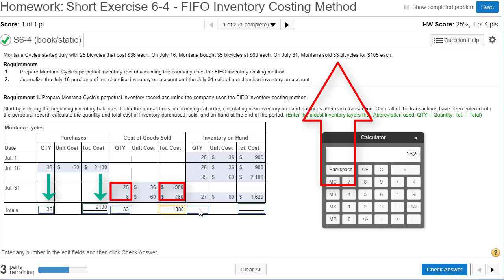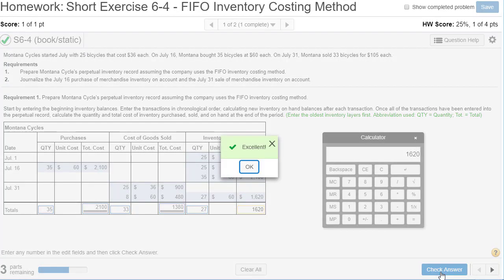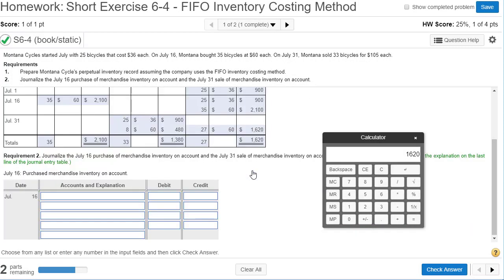And then how much is our inventory left on hand? Now, you can't just add up all these because these layers of inventory were for different dates. We only can go back to our last date. So our last date, July 31st, we had 27 quantity, and they cost $1,620. We check our answer. There we go.